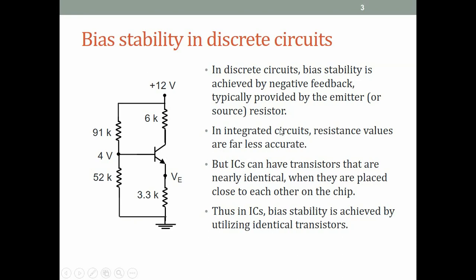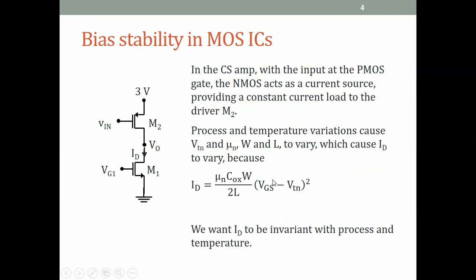Now, in integrated circuits, resistance values are far less accurate, and so they are not nearly as widely used for bias stability. But there is one property that integrated circuits have that discrete circuits don't have, which is that it is possible to fabricate transistors that are nearly identical. That is possible only when they are placed close to each other on the chip, but at least it is possible. So in MOSFET integrated circuits, bias stability is achieved by utilizing such identical transistors.